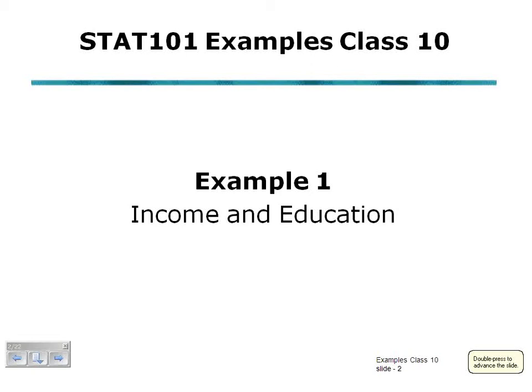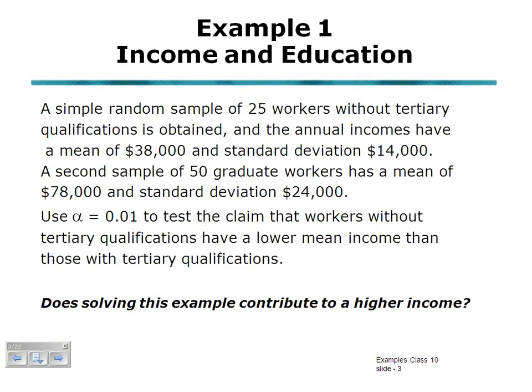Stat 101, Examples Class 10, our first example, which we've called Income and Education. This is a comparison of two populations. We have a simple random sample of 25 workers without tertiary qualifications, and another sample of 50 graduate workers who do have qualifications, graduate workers, so they will have tertiary qualifications.